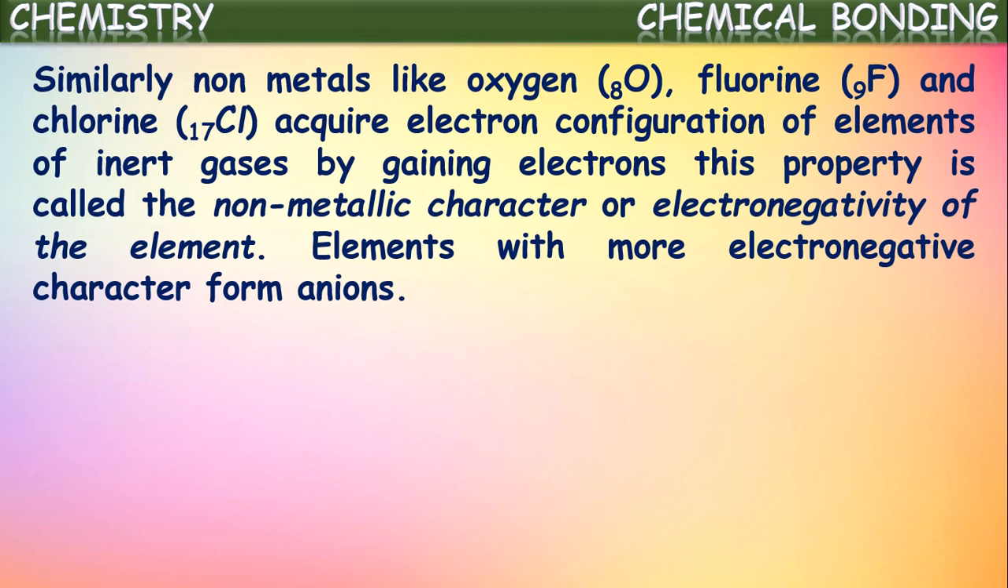This property is called non-metallic character or electronegative character of these elements. Elements with more electronegative character form anions easily. So a non-metal atom generally has a tendency to gain electrons. This tendency of gaining electrons to become stable is called electronegative character or non-metallic character. The elements which have a greater tendency of gaining electrons form anions easily.